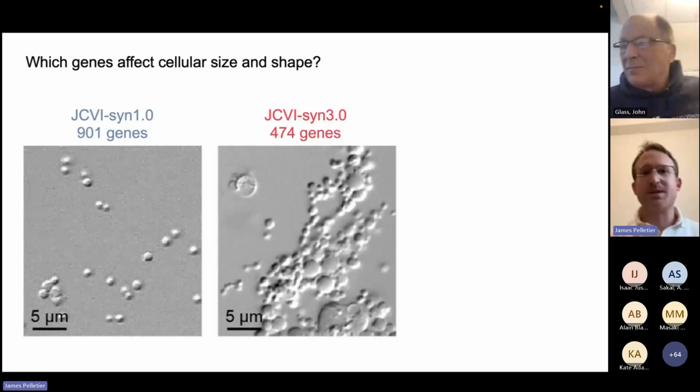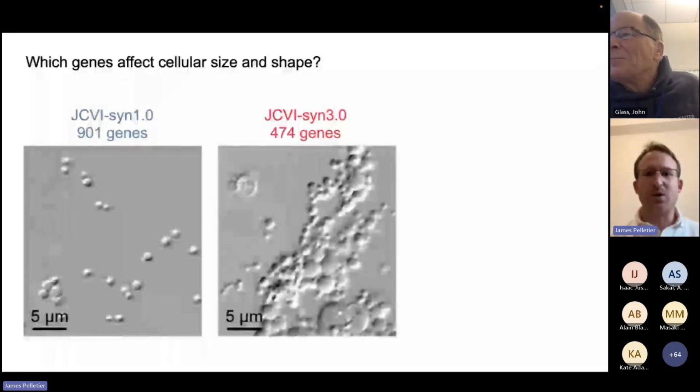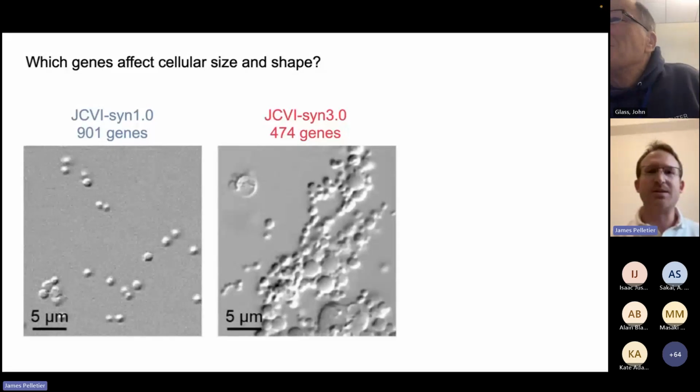And we're interested in cell division for both fundamental and applied reasons. Fundamentally, cell division is central to cellular life. So in this genomically minimal cell, what genes are required to regulate the process of cell division? And then from an applied point of view, many other aspects of physiology depend on cellular size and shape. So it's advantageous to have a cell that has lower variation in cell size and shape.